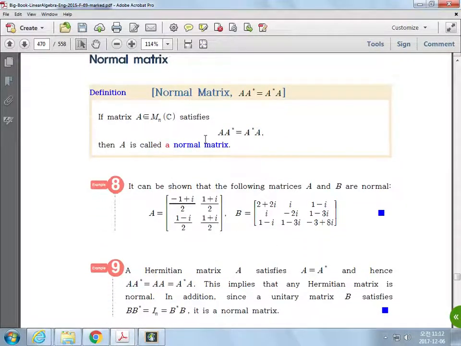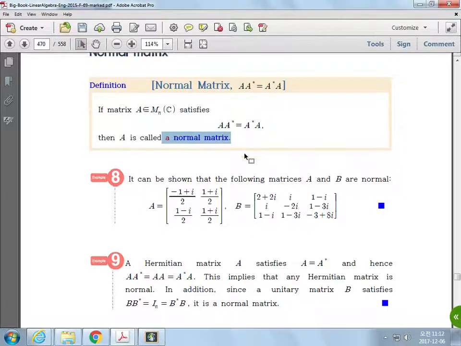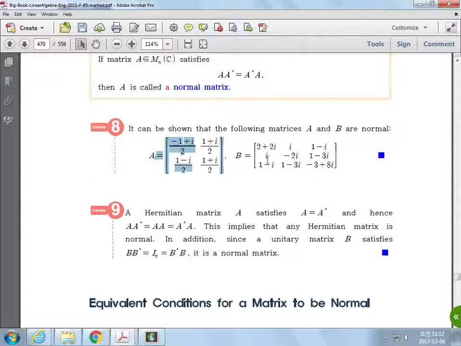Normal matrix. If A star A is equal to A A star, then we call this matrix a normal matrix. Okay, this matrix A and B are normal matrices.